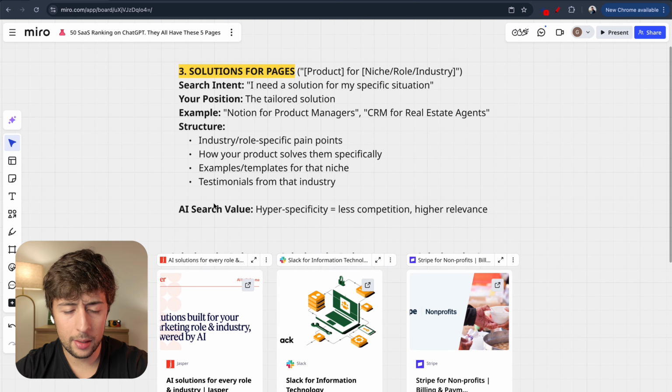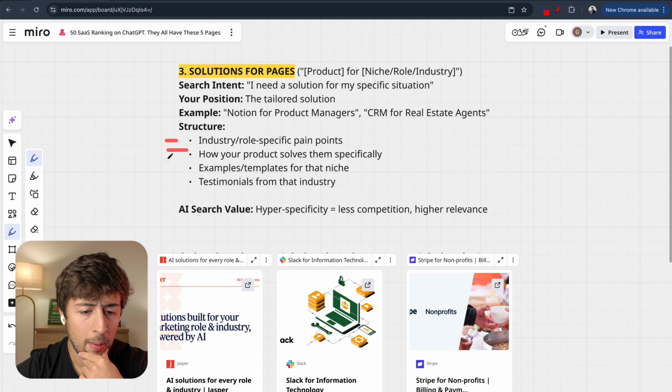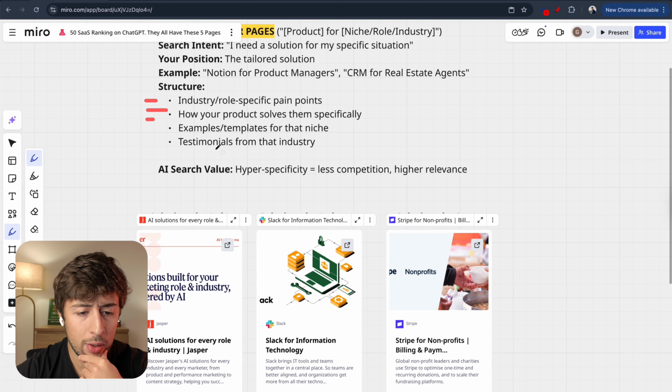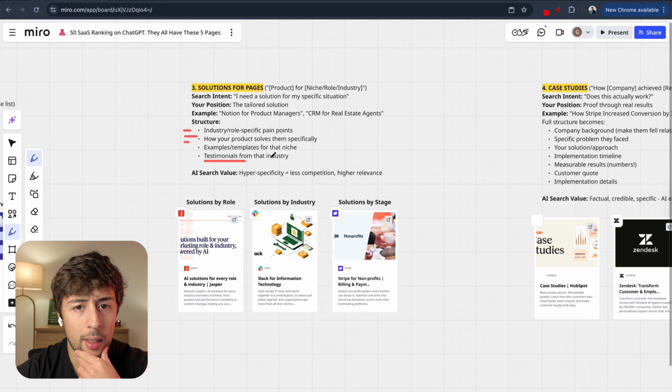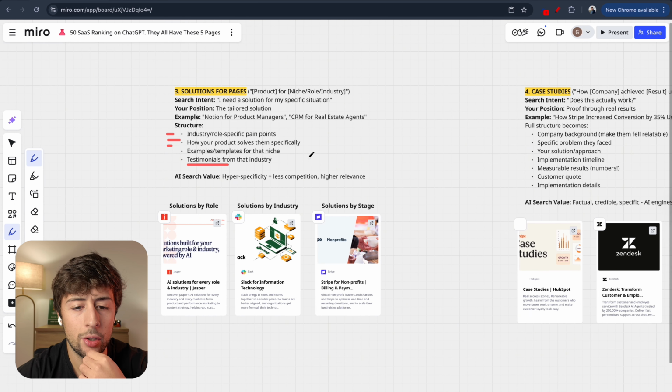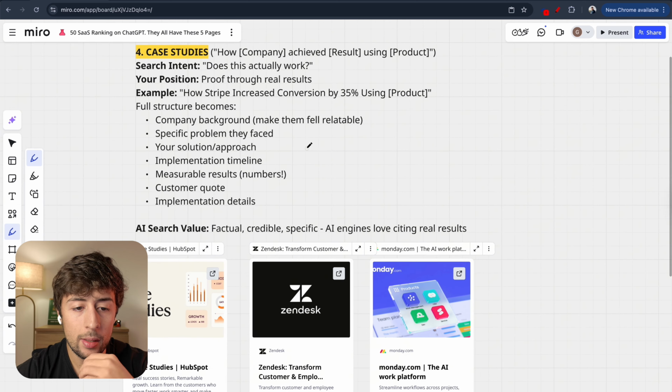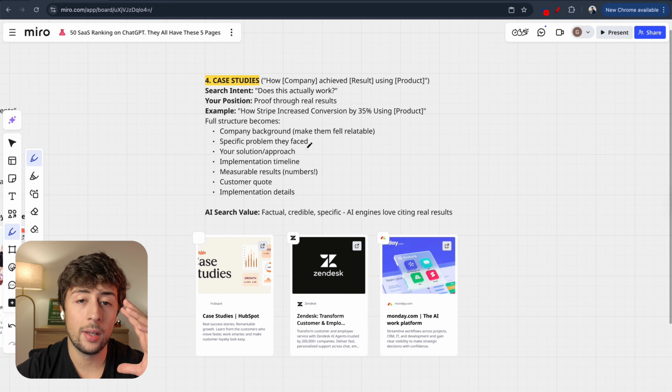So this is also very common on these SaaS products, and you just try to give testimonials for that industry, and you can get a lot of natural traffic for that industry. Then the other ones are case studies, and case studies are extremely important for AI search as well, because it just gives a lot of credibility, and above everything, it gives AI search the capability to extract numbers and statistics.